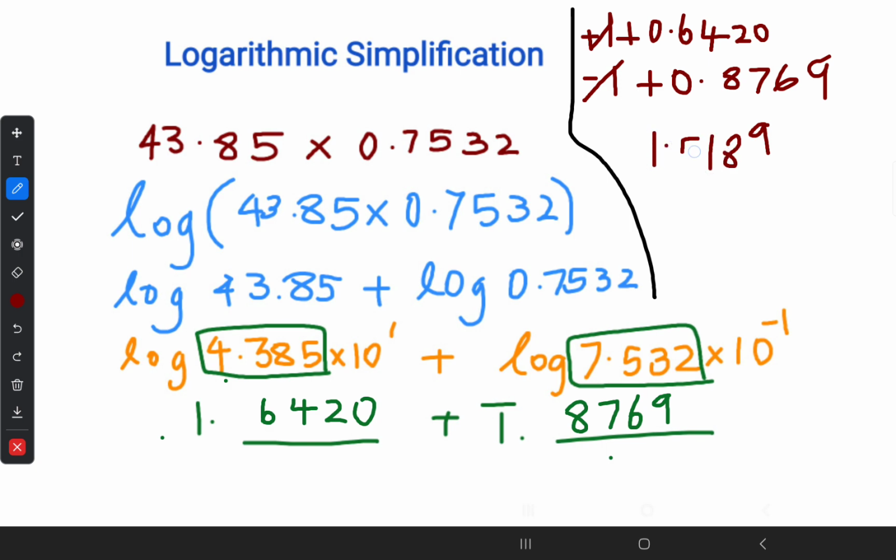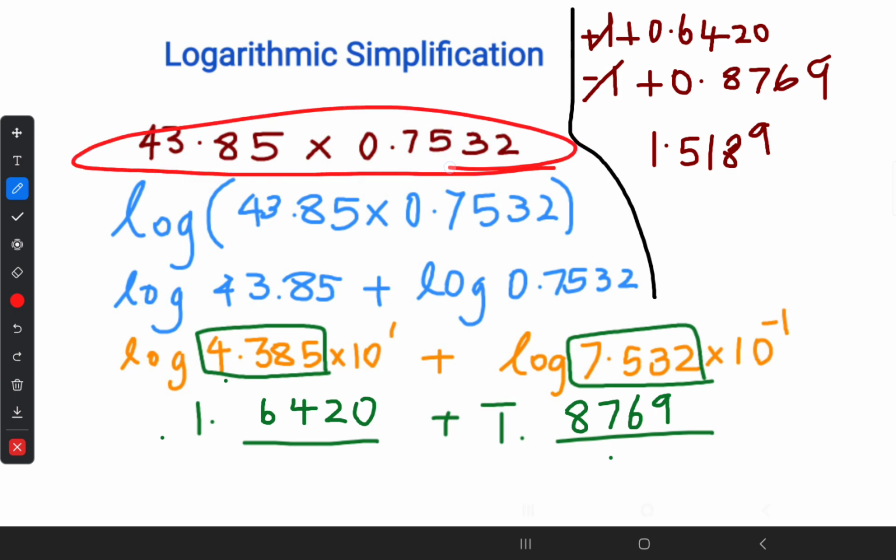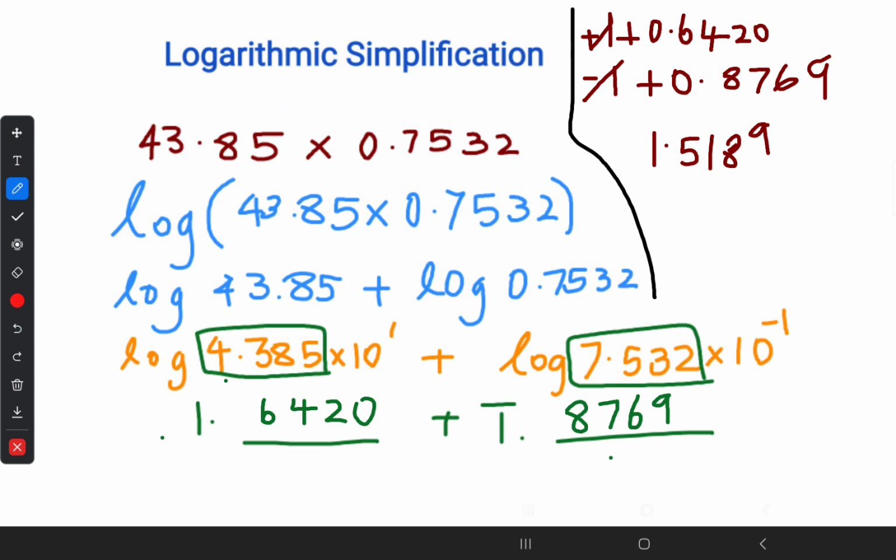58115. So it is 1.5189. So this is not our final answer. Finally, here we introduced logarithms. This is just a simple question, but in that we introduced logarithms. To terminate logarithms, from here you should find the antilog, the opposite of log, that is antilog.